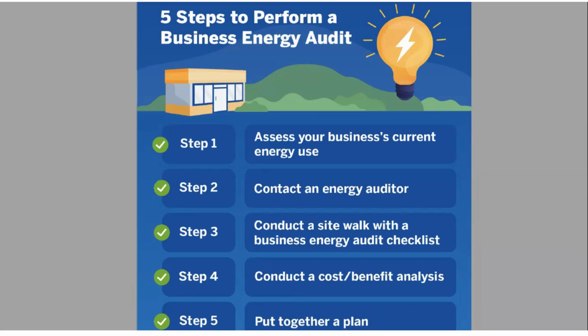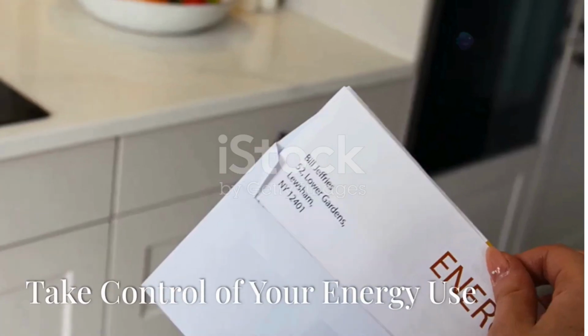Step 3 is conduct a site walk with the business energy audit checklist. Whatever you want to get audited, you have to make a checklist for that and conduct a cost benefit analysis for that. And finally, the 5th step, put together a plan. You have to put a plan together for all of it and use it. Now, I have a small video on this particular part. Please pause this.